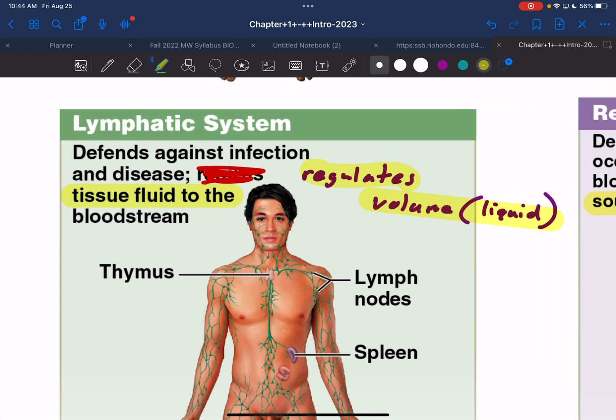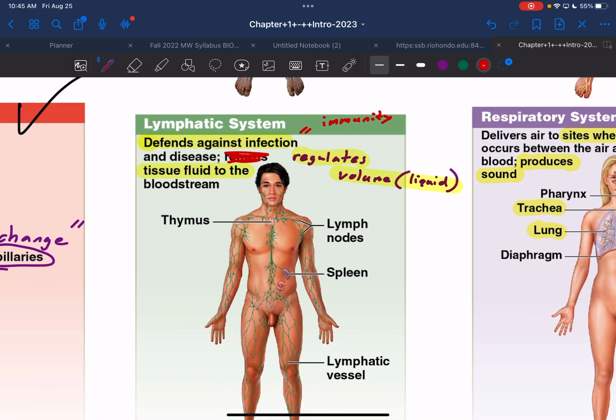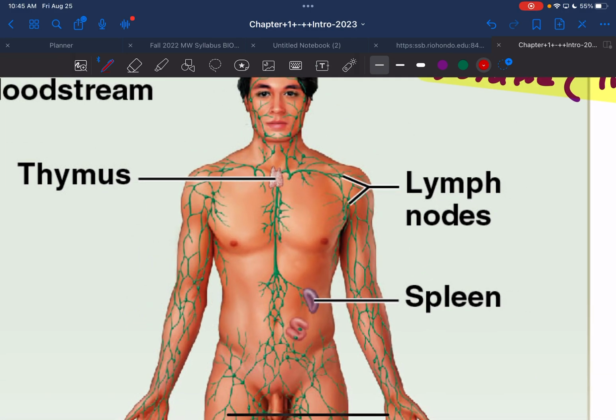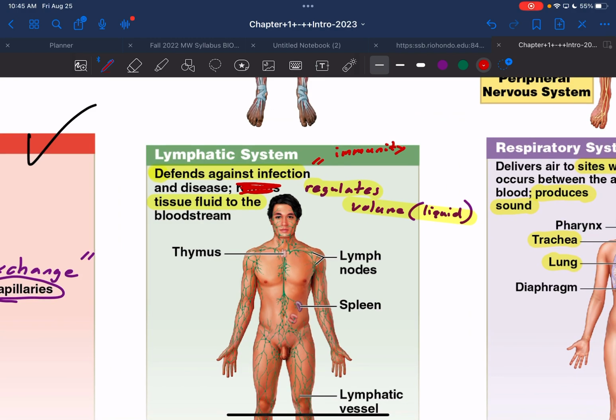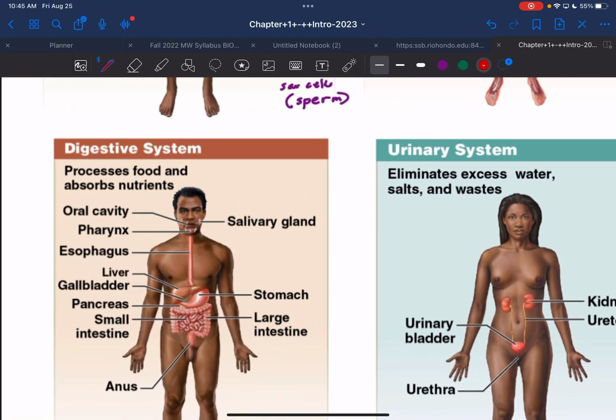And also, it's involved in immunity. Defends against infection, which is just simply described as immunity. So it does two things. It's involved in immunity, and it regulates liquid in the body, or volume is fine. It also has some organs, but do not worry about it. When we get to this topic, we will address everything. Do not worry. And so let's finish up with this, and then we'll take a break.